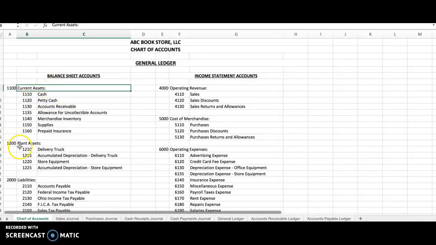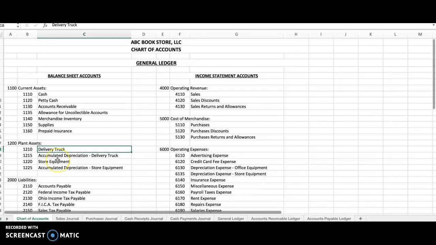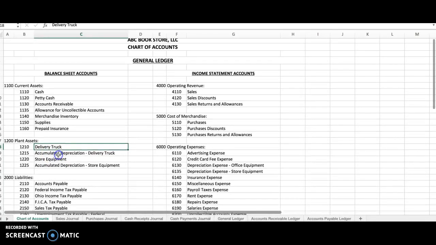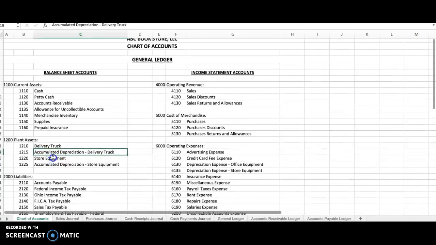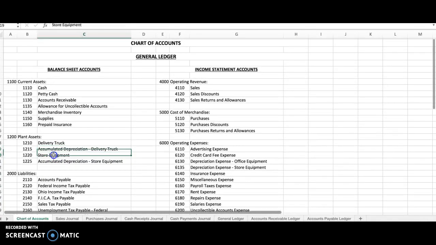You have current assets and you have something called plant assets. The basic differences for our purposes would be that the plant assets are those major assets that depreciate. And we had several problems with a delivery truck, for example. This company has one as well. And it depreciates. Over time, it wears out. And so you have not only the delivery truck, but also the accumulated depreciation account. We also have store equipment of some kind just below it. And apparently it also wears out over time, so it must be depreciated. And we have an accumulated depreciation account for that as well.